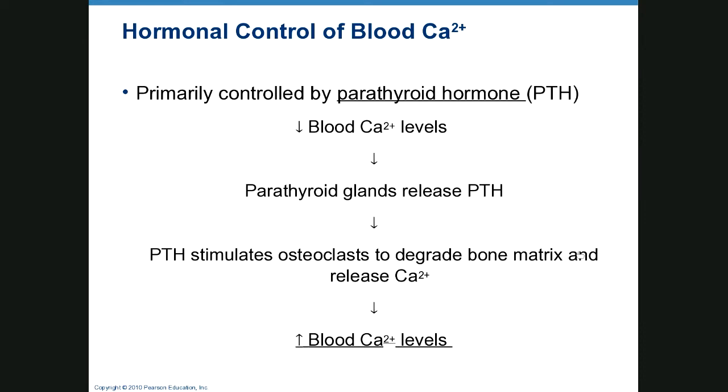Okay, parathyroid hormone responds to decreasing blood calcium levels. If you don't have enough calcium, parathyroid glands secrete parathyroid hormone. Parathyroid hormone stimulates osteoclasts to degrade bone matrix, and calcium is released, and you get increased calcium levels.